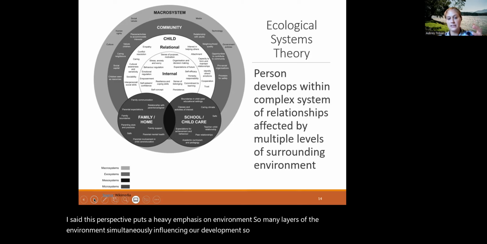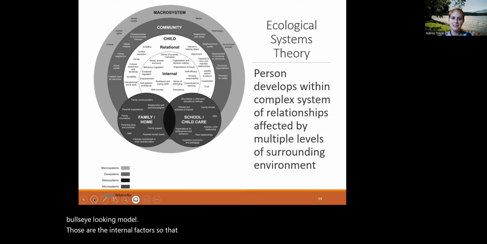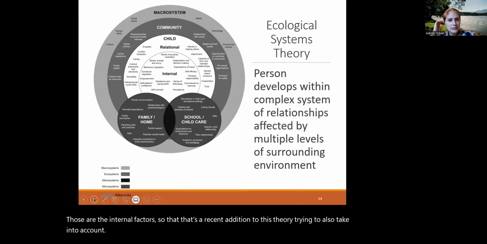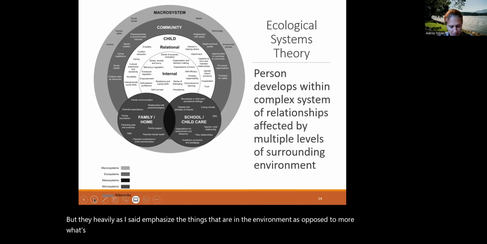So you see at the very center of this bullseye looking model, those are the internal factors. That's a recent addition to this theory, trying to also take into account personal factors like your self-concept, your behavior regulation, your emotion regulation, things like that. They heavily, as I said, emphasize things that are in the environment as opposed to what's going on in the person. So the first layer is the microsystem, the innermost level.